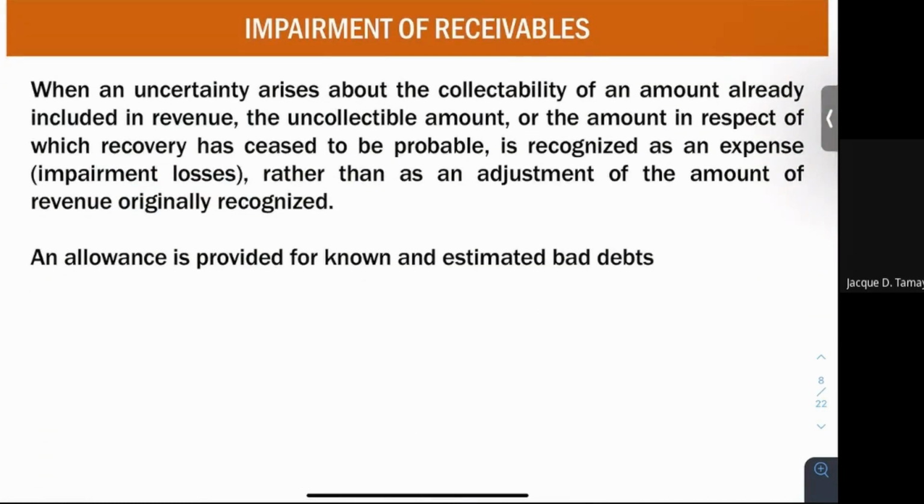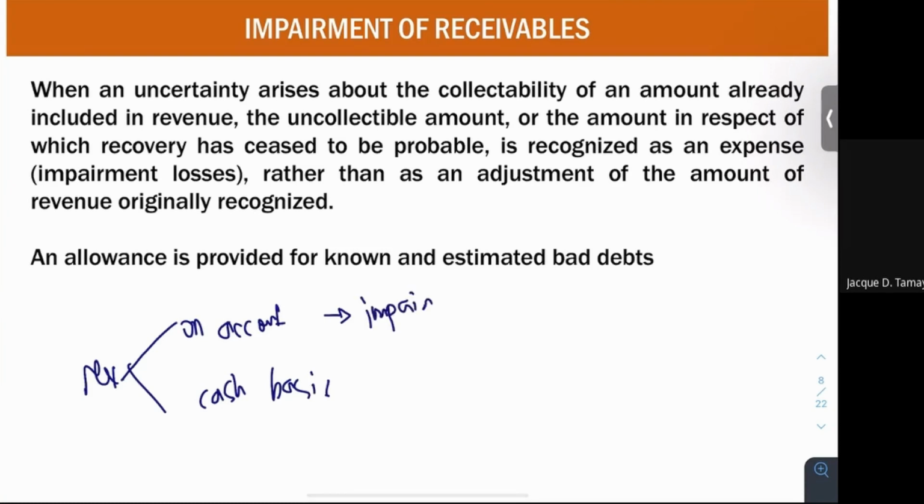Now, impairment of receivables. Some revenues are not received outright, so that can be considered as on account. A revenue, as you all know, can either be on account or on a cash basis. So what happens if ever this account is considered impaired? Once it is impaired, you still account for an impairment loss.